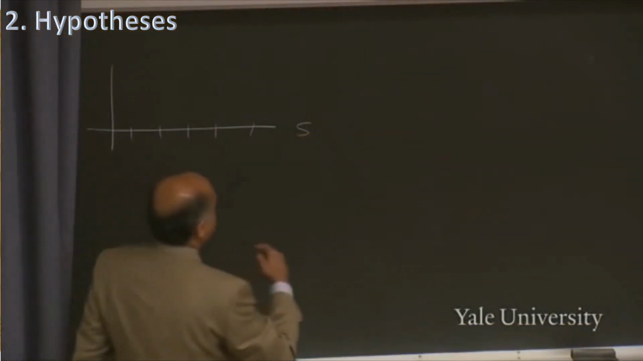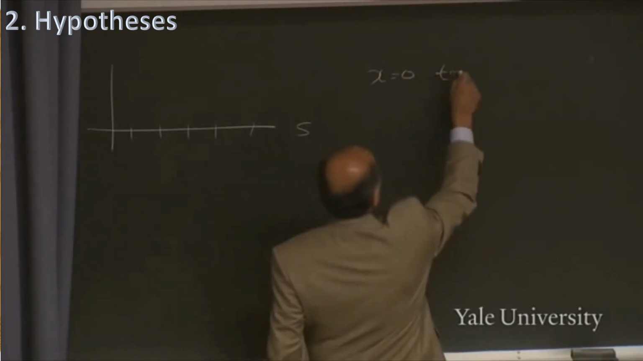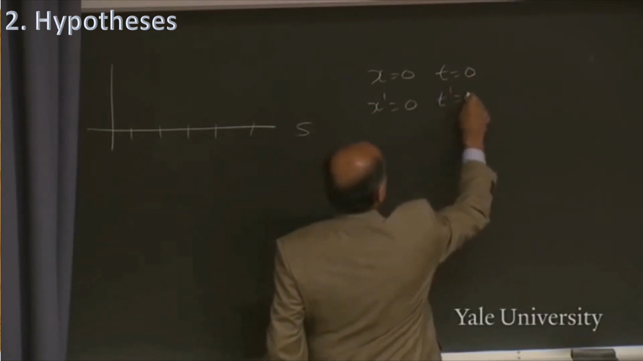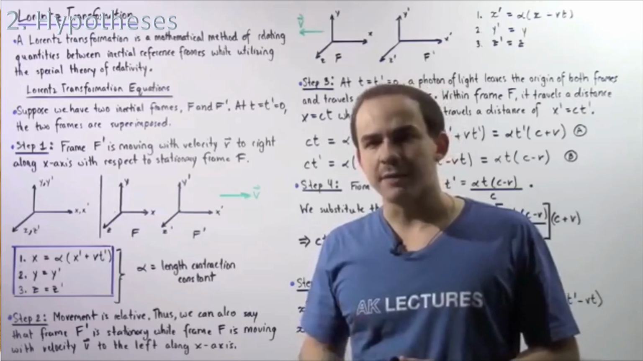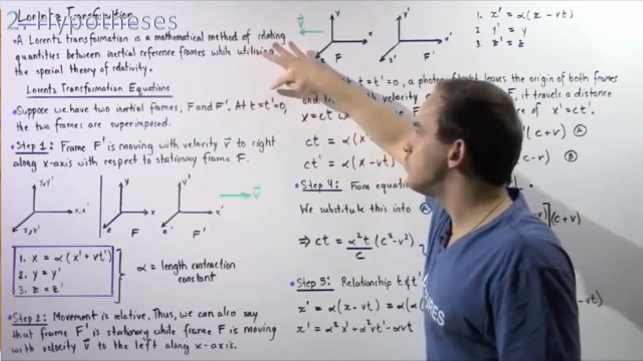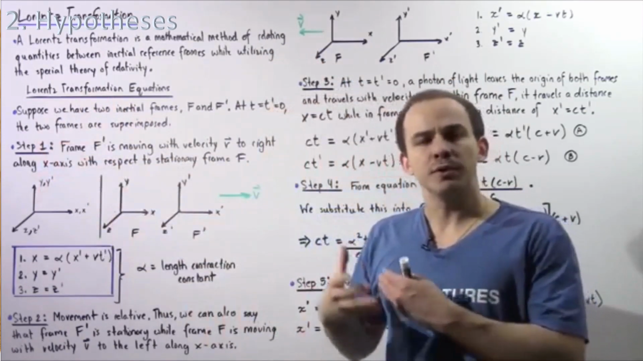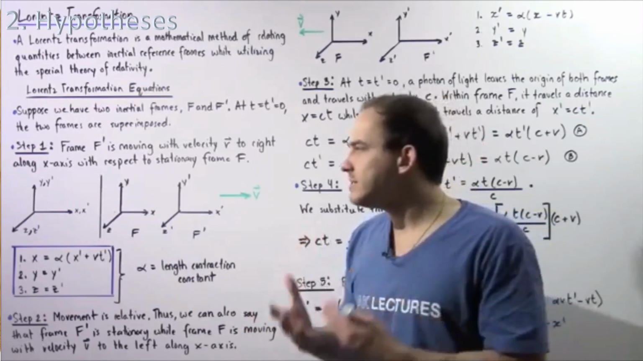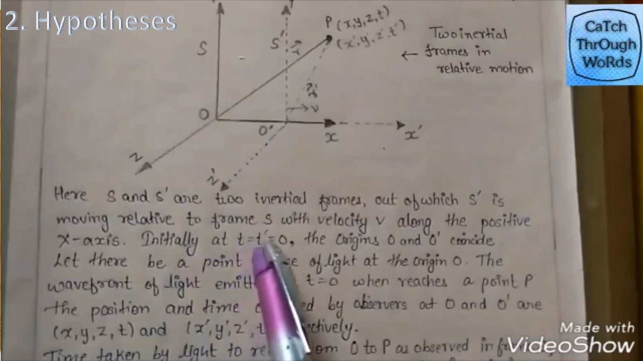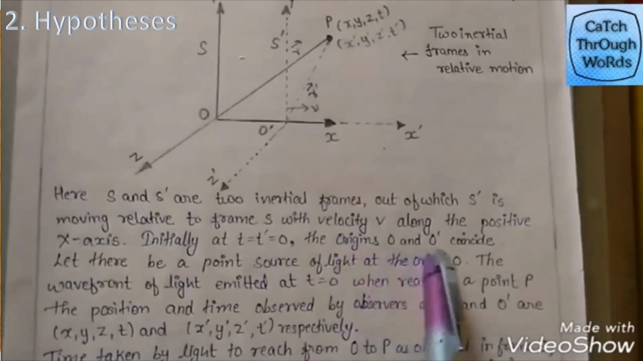So that the event x equal to 0, t equal to 0 also has coordinates x prime equal to 0, t prime equal to 0. Now we're assuming at time t equals t prime equals 0 seconds, the two frames are superimposed. They are found at the same exact position. Initially, at t equals t prime equals 0, the origins O and O prime coincide.